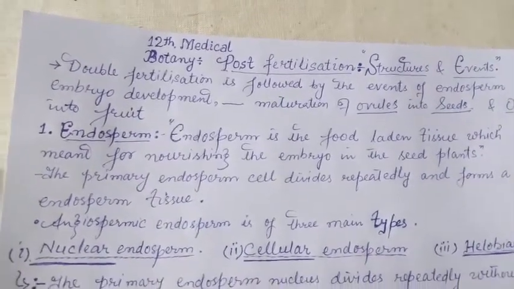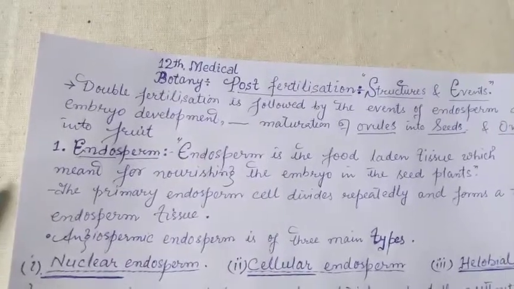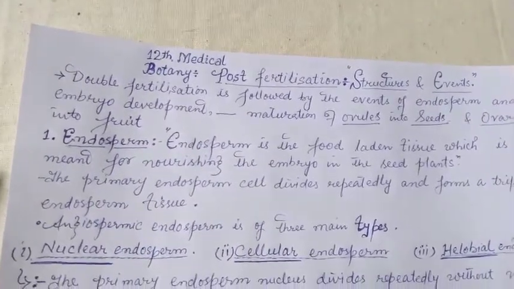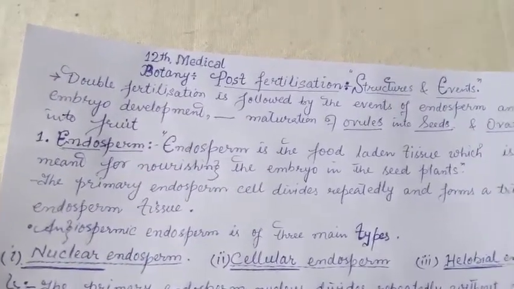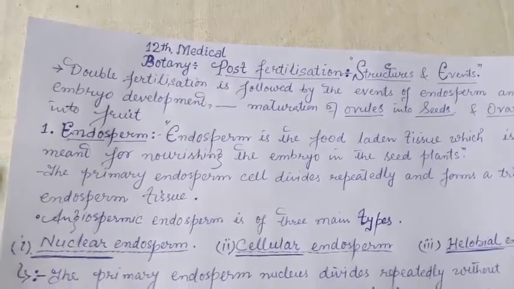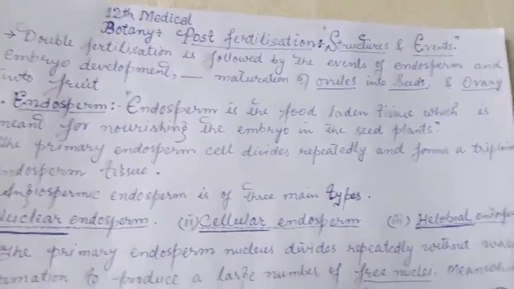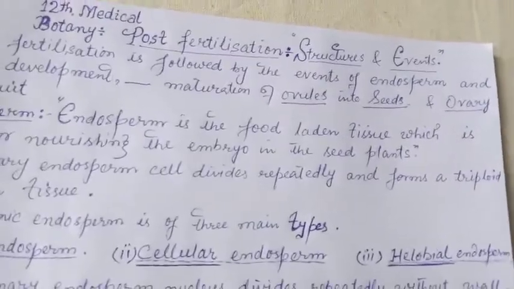Angiospermic endosperm is of three main types. That means the endosperm development takes place in three types. The first one is the nuclear endosperm, the cellular endosperm, and the helobial endosperm.